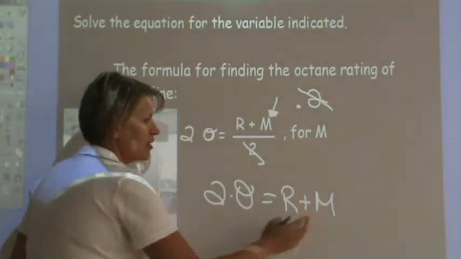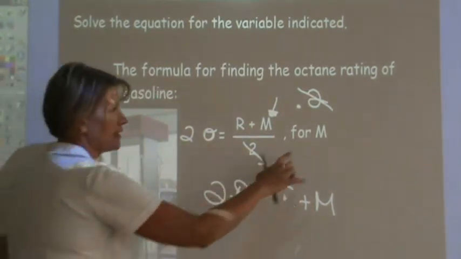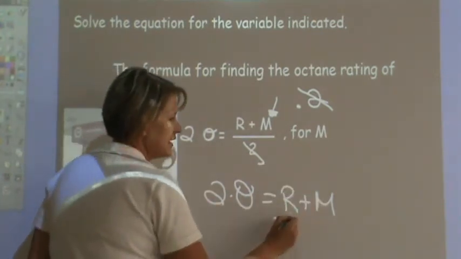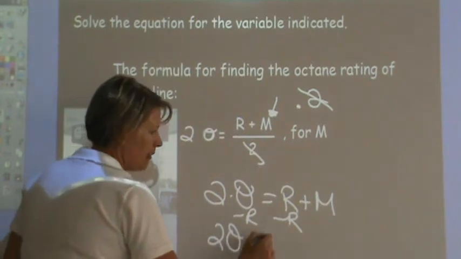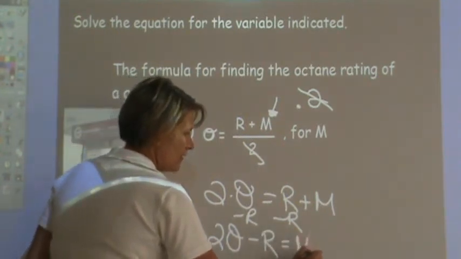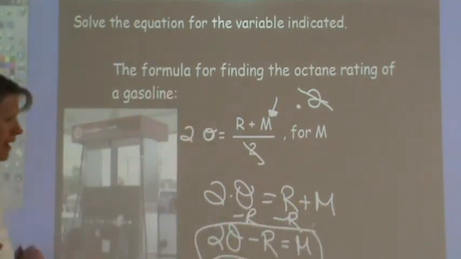Okay, now this is addition. So to undo it, we're going to subtract. I want to keep the M, which means I need to get rid of the R. So 2 times the octane rating minus the research method equals the motor method. And that's my answer.